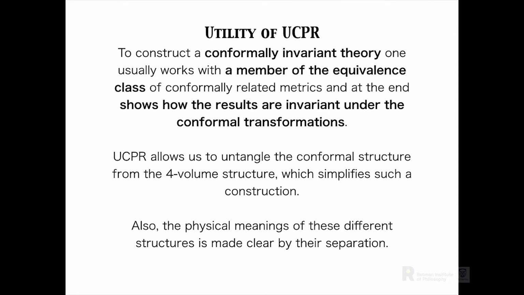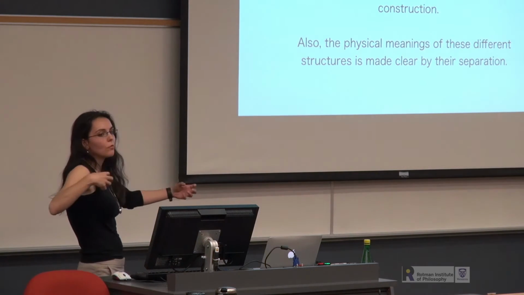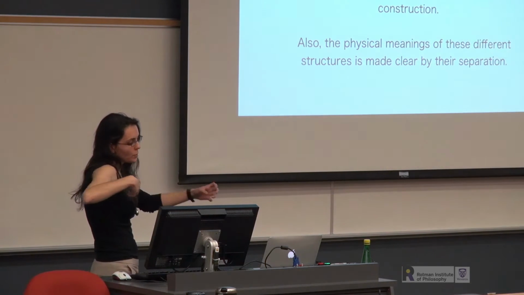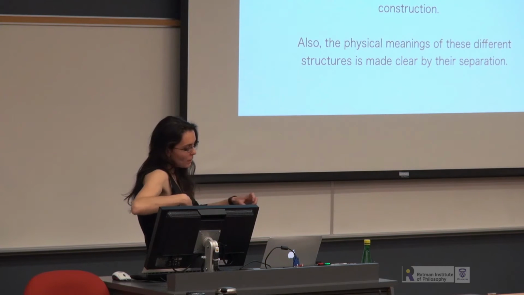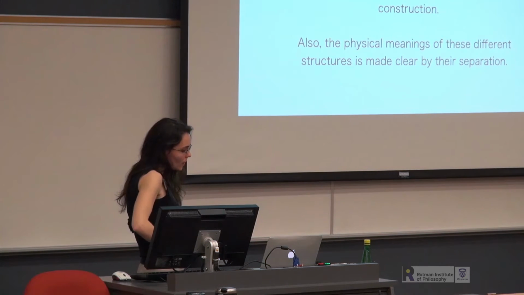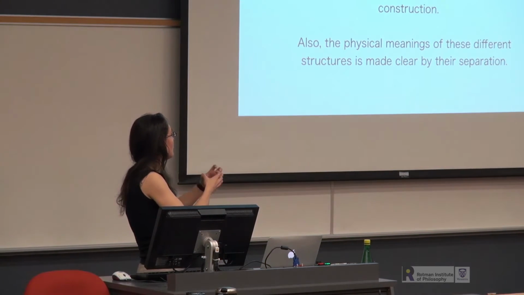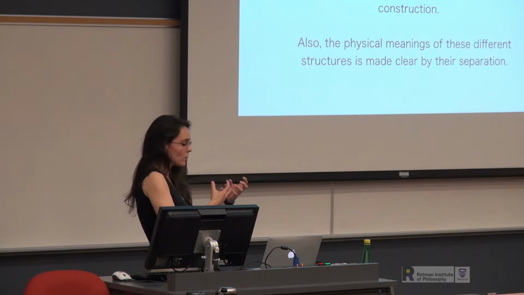Now, what's the utility of this? Well, usually when you're constructing a conformal invariant theory, you pick a member of the equivalence class of conformally related metrics. You do whatever you need to do, and then you show how the result is invariant under the conformal transformation. Well, if you work in UCPR, you can untangle the conformal part from the 4-volume structure. Okay, so you don't have to mix them. And also, you have a physical meaning. These two structures have a physical meaning, and they're separated. You actually see what they're doing.